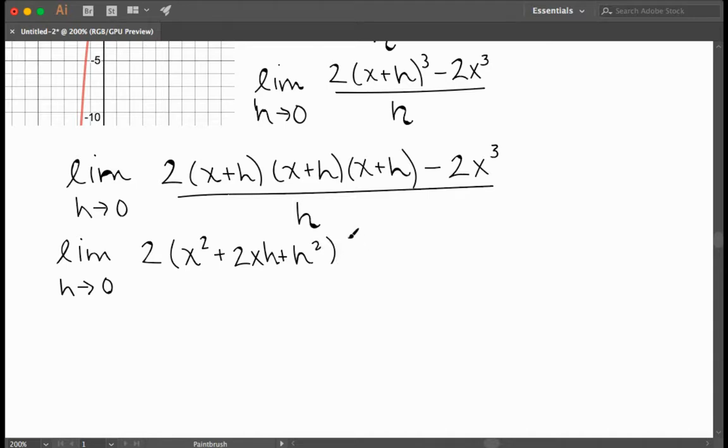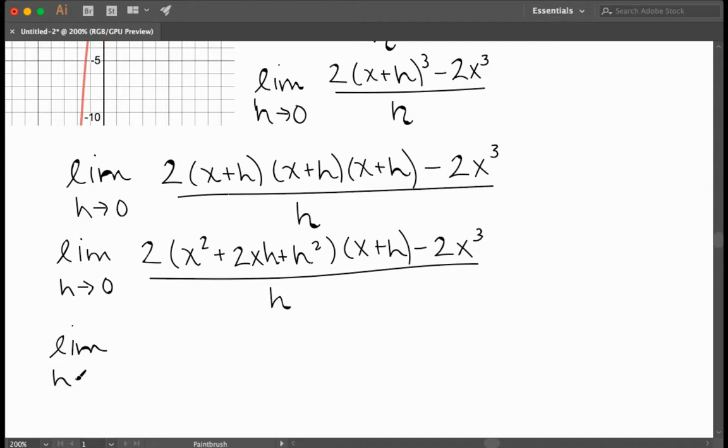You can draw yourself an area model or use the distributive property if you're not convinced about that. Next thing I will do is distribute an x, and then I will distribute an h. So again, this is just me doing a lot of algebra. So distributing the x to each term, and then distributing the h to each term.